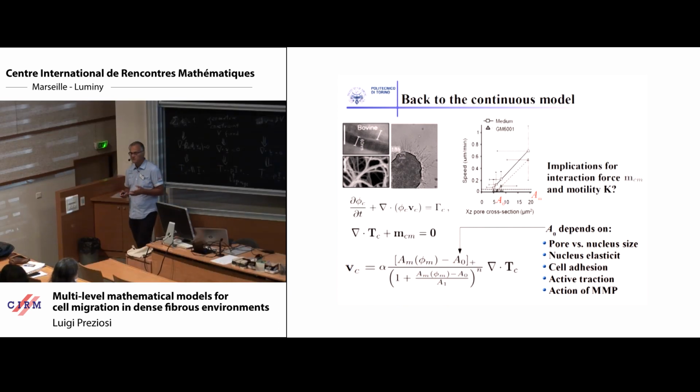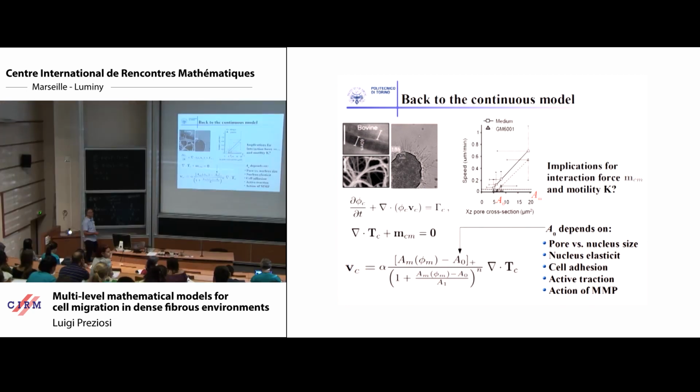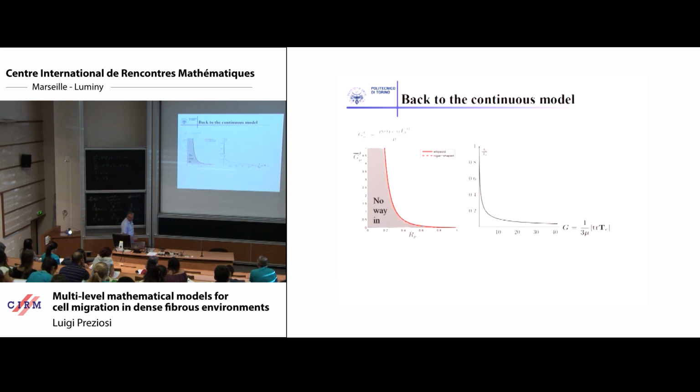Metalloproteinases are proteins produced by the cell in order to cut the fibers. So cutting the fibers means that you are, with a machete, enlarging your path, enlarging this A0. So if the cell is able to express this protein, this A0 will change with time. So there are a bunch of things that can influence this A0.